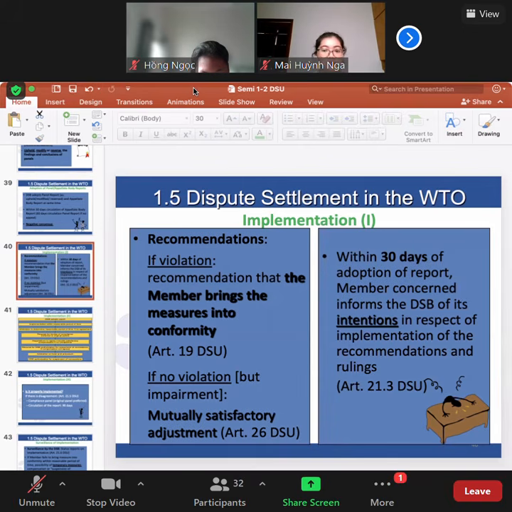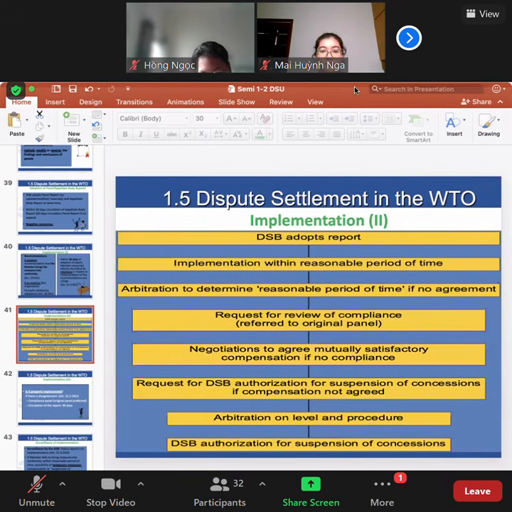Okay. Well, normally within 30 days of the adoption of the report, the member has to show their intentions about implementing this judgment under Article 21 of the Dispute Settlement Understanding. For this implementation step, it is better for you to follow this structure. Now, relating to the implementation step, you need to follow Articles 21 and 22 of the Dispute Settlement Understanding.